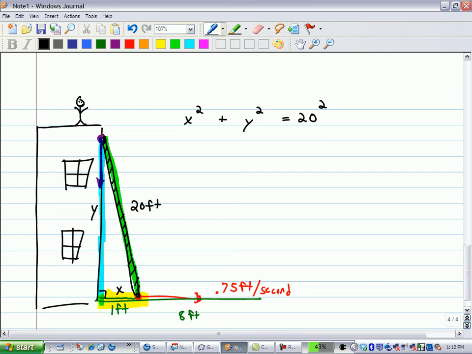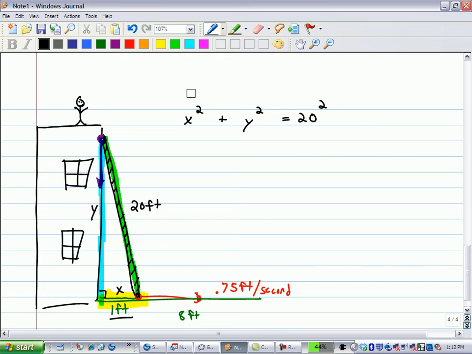Now, what you don't want to do here is try to plug 1 in for X. I'm saying 1 because it sits right here. If you took 1 and plugged it in for X, and you solved for Y, what would you actually be calculating? Yeah, the height of the building, how high the ladder is up. That's not the question, so don't plug that in yet.